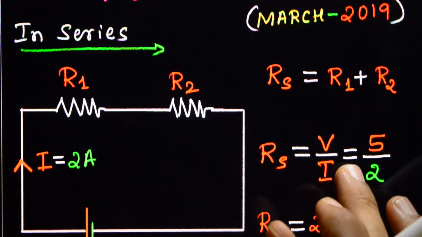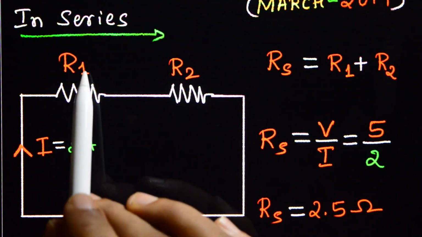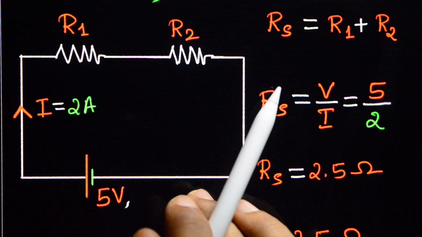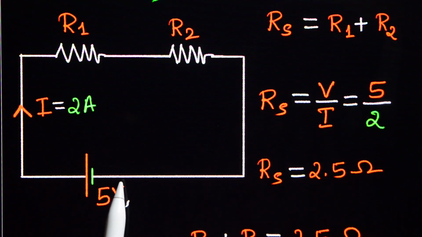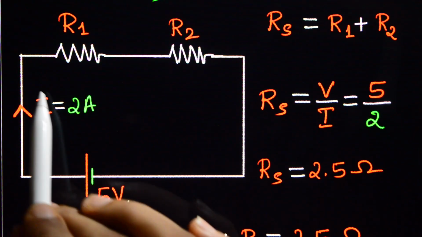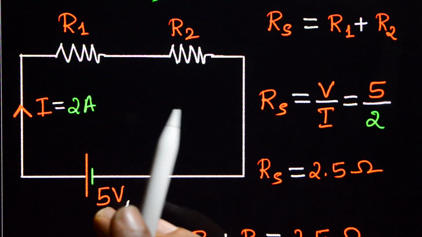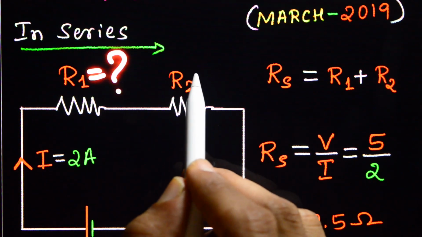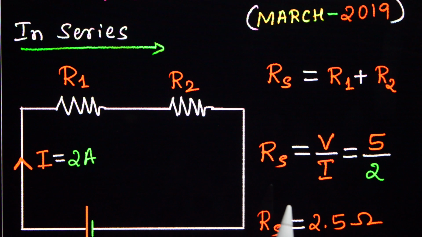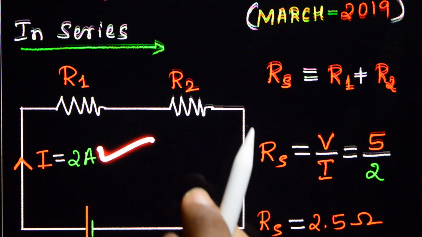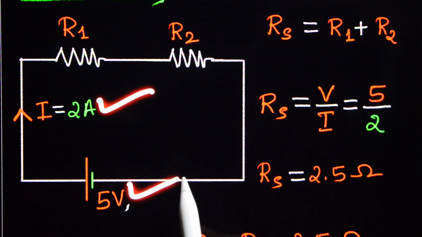Okay, first what shall we do? These two are connected in series. Here R1 and R2 are the two resistors. They are connected in series, and the applied potential difference of the battery is 5 volt, and the current through the circuit is 2 ampere. Here Rs is what we need to find. We need to find the resistance of these two resistors, R1 and R2, equal to question mark. First we are connecting them in series. Then the current passing here is 2 ampere. Applied voltage or EMF is 5 volt.